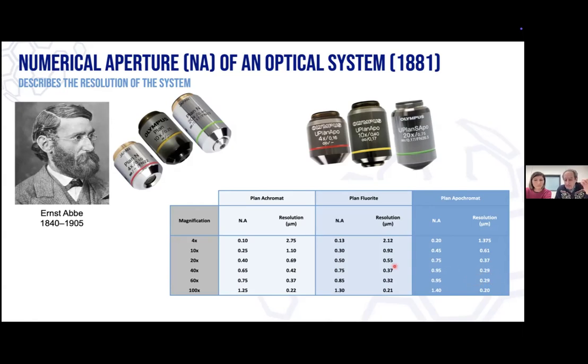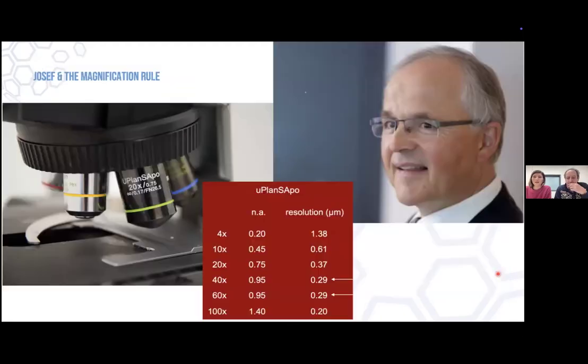And in fact, between ×20 and ×40, that's double the magnification, but the numerical aperture has a very minor increase, and there is a little bit more resolution, not a doubling. Okay, so that's the point to consider.